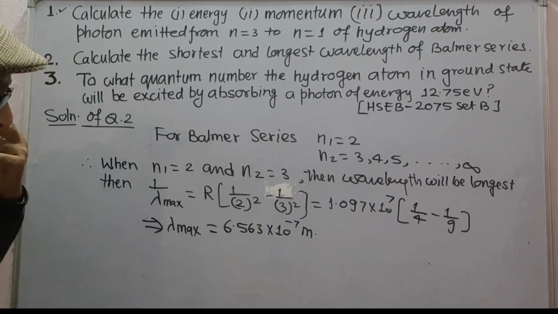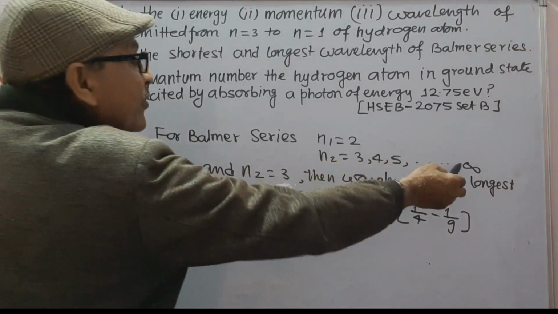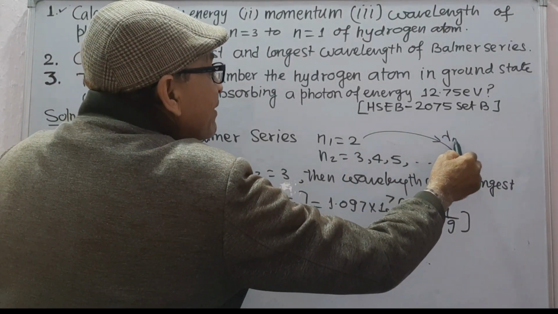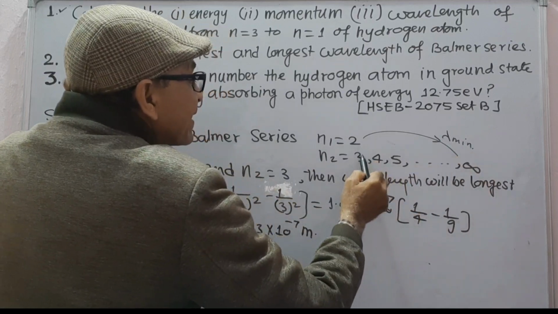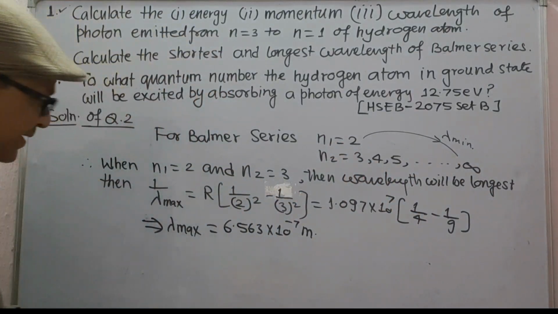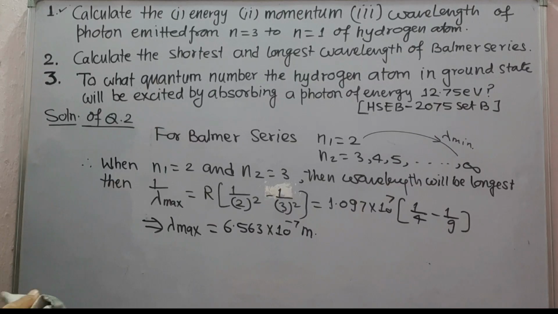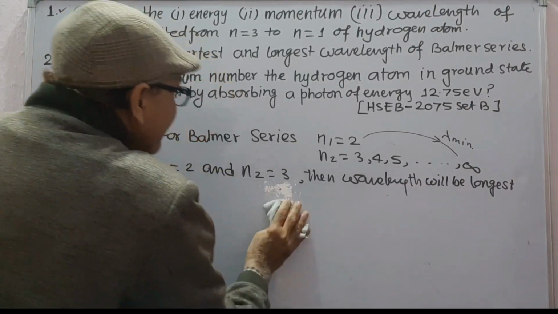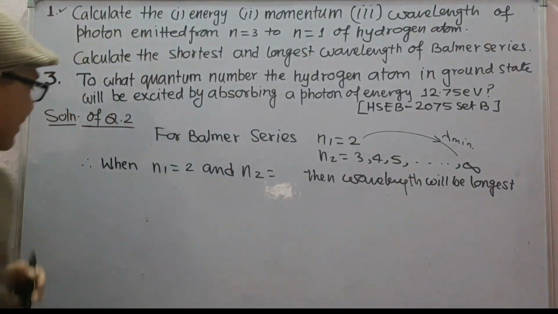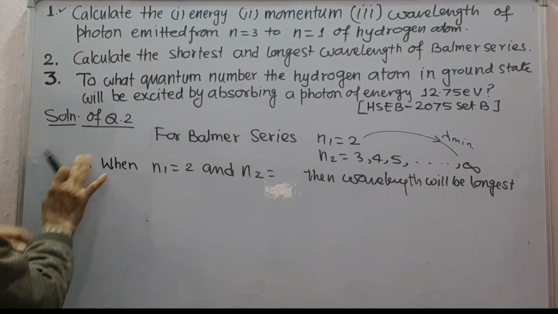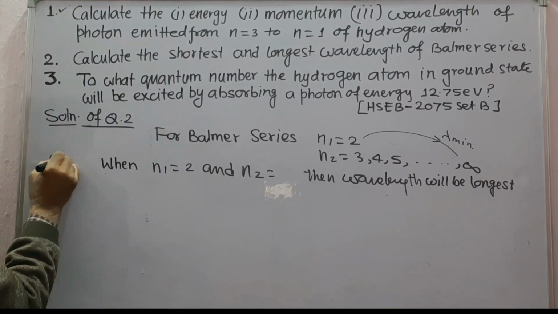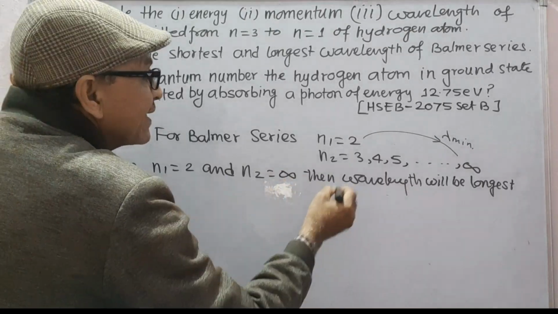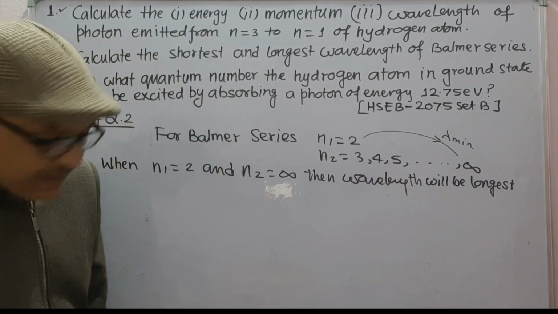Now, when the transition is from n is equal to 2 to n is equal to infinity, this transition will give lambda minimum and the earlier one will give lambda maximum. Next, when n1 is 2 and n2 is infinity, then wavelength will be shortest.